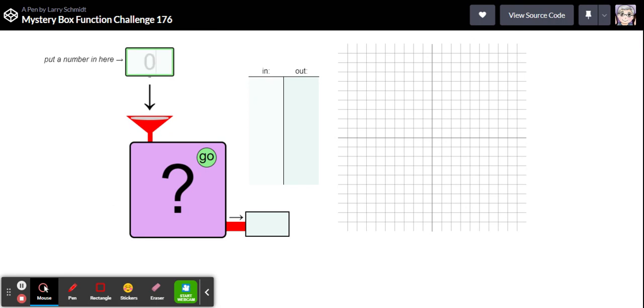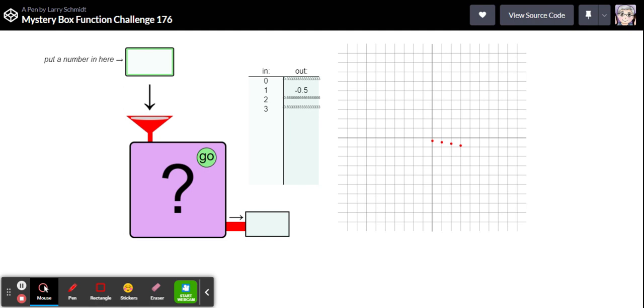Alright, let's start with a 0. Okay, so 0 gives us negative 0.3 repeating, so negative 1/3. How about a 1? 1 gives us 0.5. Interesting. How about a 2? And 2 gives us 0.6 repeating. Let's just do a 3. And that gives us negative 0.83 repeating.